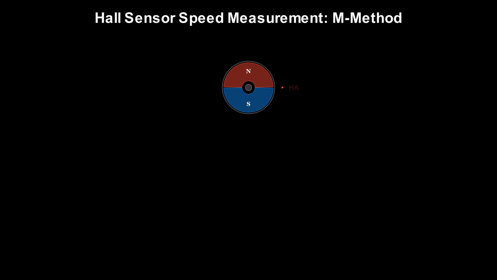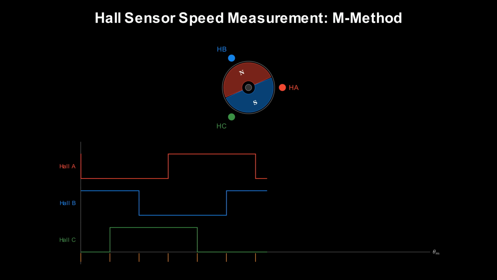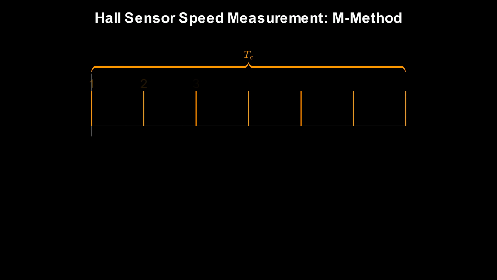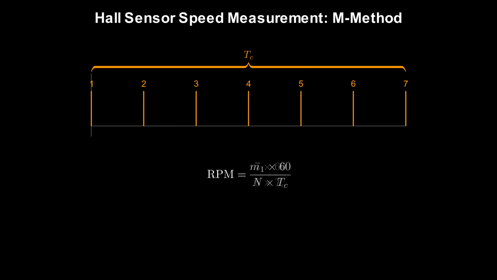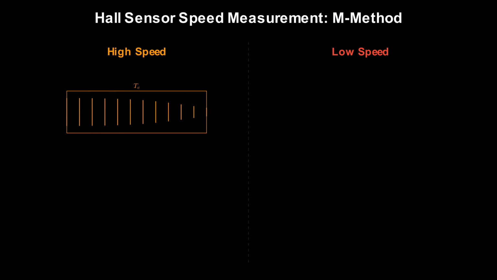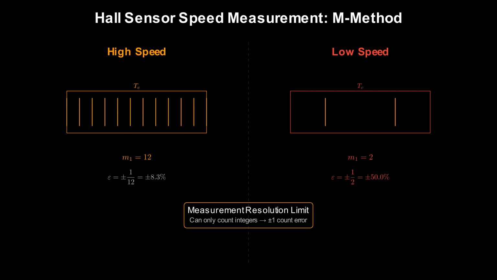Next, let's look at how we measure motor speed using Hall sensors. First is the M method. As the motor rotates and generates Hall sensor pulses, the M method counts the number of rising or falling edges within a fixed measurement time. We then calculate the RPM using the formula shown here. This method is quite accurate at high speeds where pulses are frequent. However, at low speeds, the limited number of pulses leads to lower resolution and a higher margin of error.